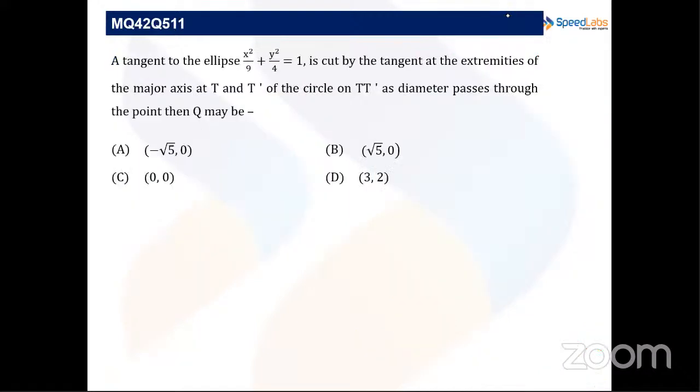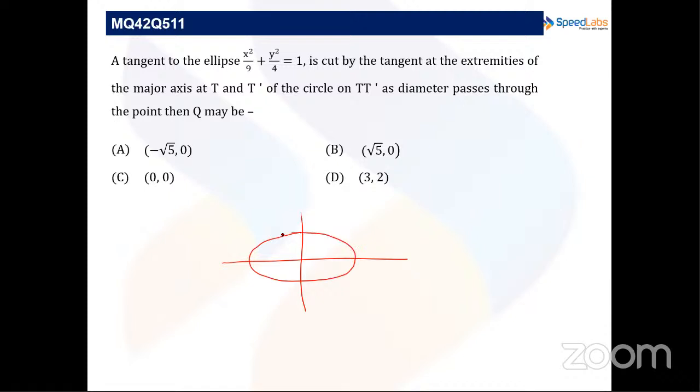Moving to our next question. So our next question says, the tangent to the ellipse is cut by the tangent at the extremities of the major axis at T and T dash, and the circle on T T dash as a diameter passes through the point, then Q may be.